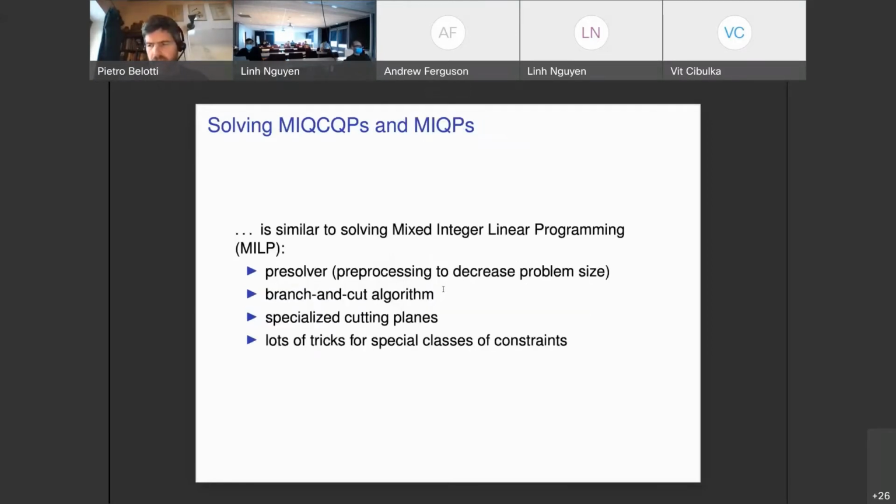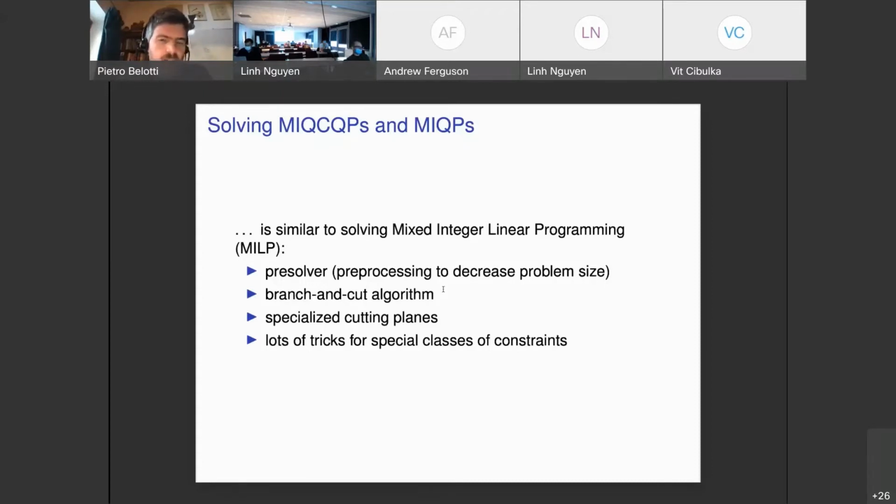And more specifically, if we take the general class of mixed integer convex problems, that is general mixed integer quadratically constrained quadratic problems, what we do in order to solve them is apply a technique that is very similar to what we do for the linear case, that is for mixed integer linear programming problems. We first of all apply presolve, which is an algorithm for pre-processing the problem and possibly reduce its dimensions. This is extremely important, and this is actually one of the most important components of any solver.